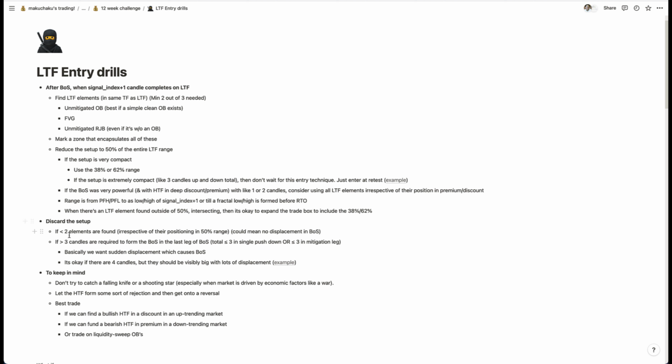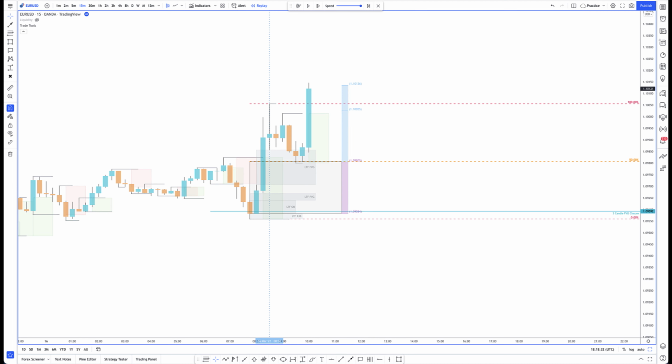And to validate the setup, I want to see at least 2 of these 3 to be available in the range. Of course, the more the merrier, because if you have a fair value gap like what we saw in this example, we had 2 fair value gaps, 1 order block completely unmitigated and 1 rejection block completely unmitigated. So more the reasons for us to be able to trade from a particular zone, the more probability the zone will have.